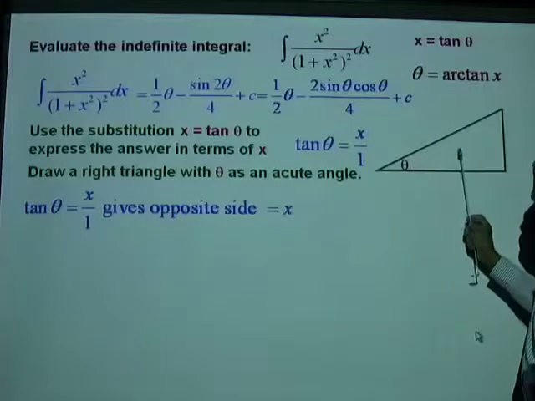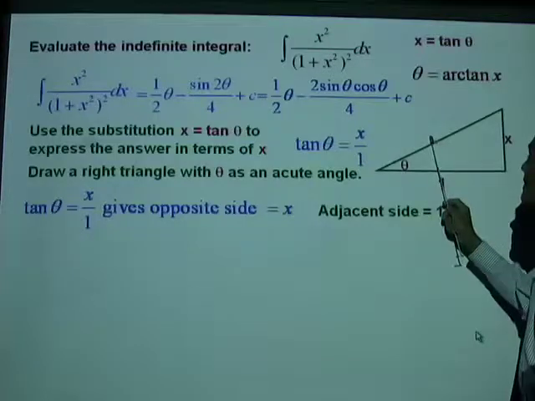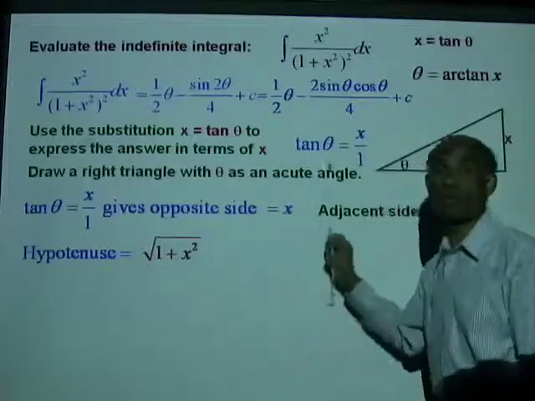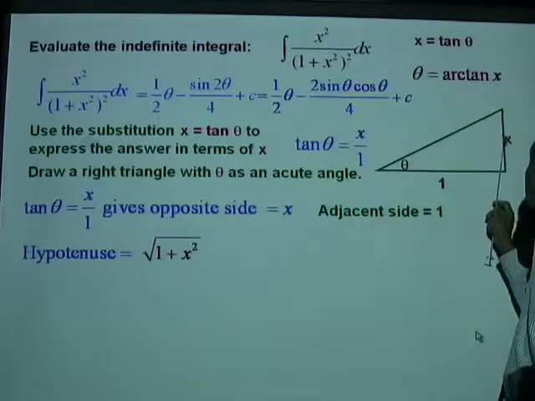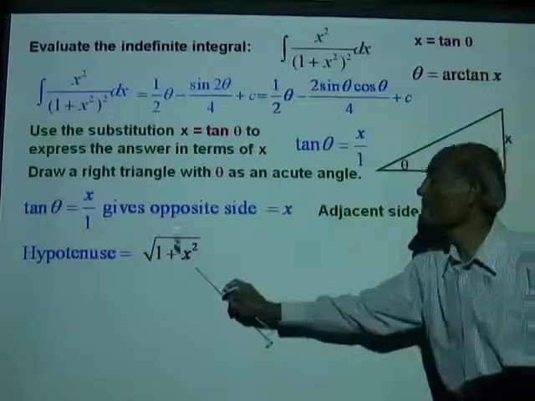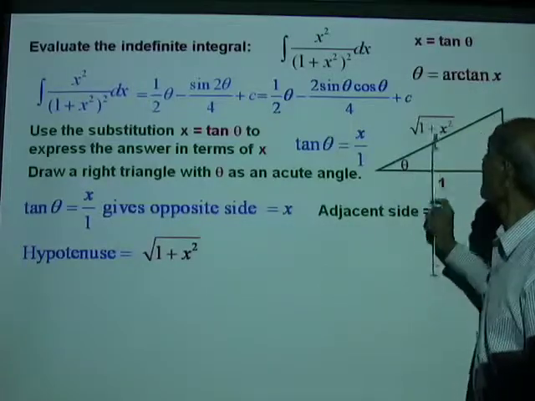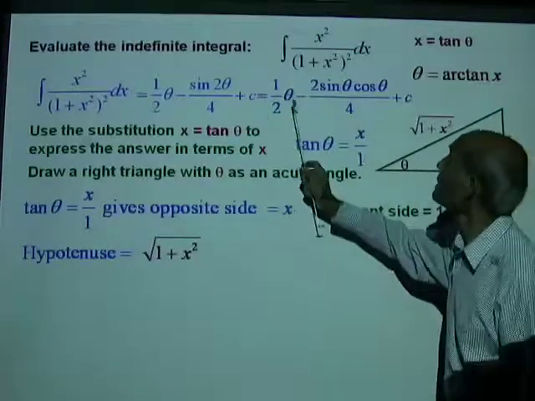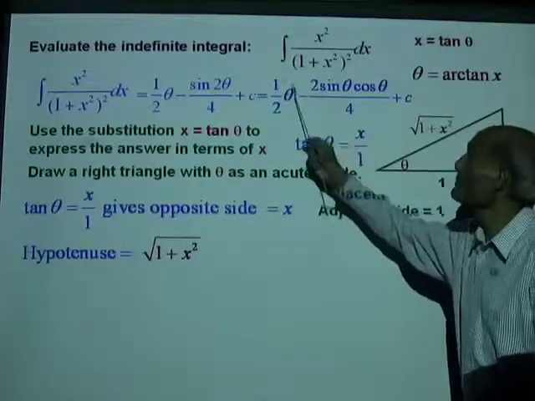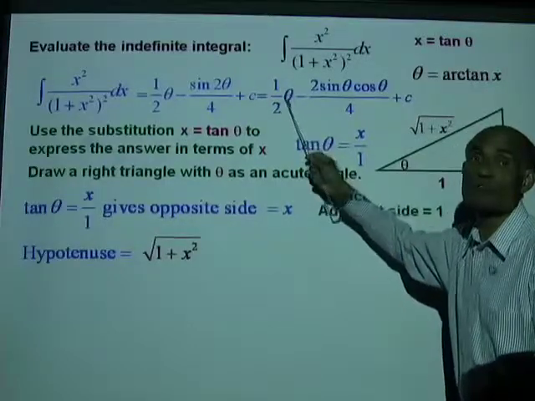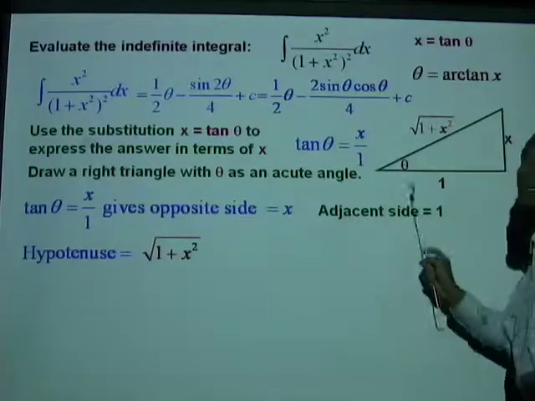That is theta. X is the opposite side, 1 is the adjacent side, therefore the square of the hypotenuse is 1 squared plus x squared. Therefore the hypotenuse will be the square root of 1 plus x squared. There you go. So in this case, we now need to find the value of sine theta and cos theta. The value of theta we already know. What is the value of theta? Theta is arctan x.